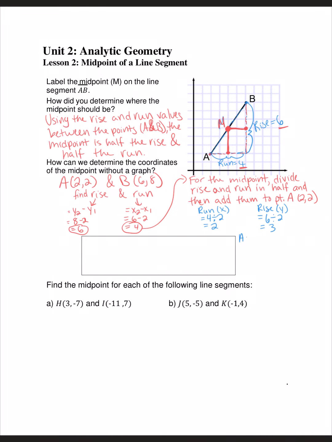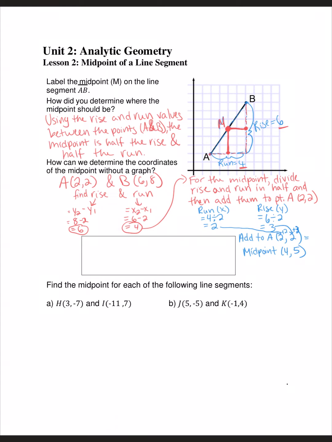So we can then add to A. My A was 2, 2. So to my run, I'm going to add 2. And to my rise, to my y, I'm going to add my rise of 3. So that's going to equal my midpoint. 2 plus 2 is 4, and 2 plus 3 is 5.